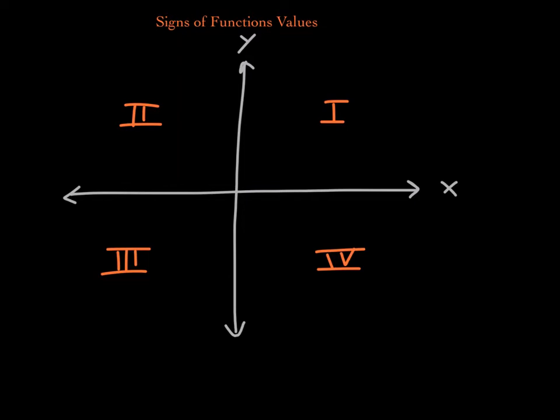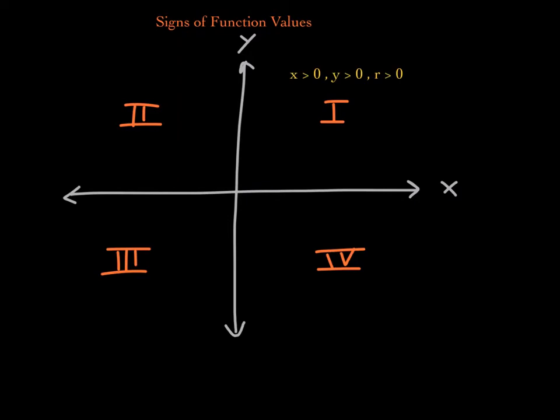Now I want to talk to you about the signs of function values. So we have quadrant 1, quadrant 2, 3, and 4. Let's talk about quadrant 1. In quadrant 1, all of your x values are positive, all your y values are positive, and r, remember r is defined to be the distance from the origin to the point on the terminal side of your angle in standard position. So r, by definition, is always positive. So in quadrant 1, x values are positive, y values are positive, r values are positive.